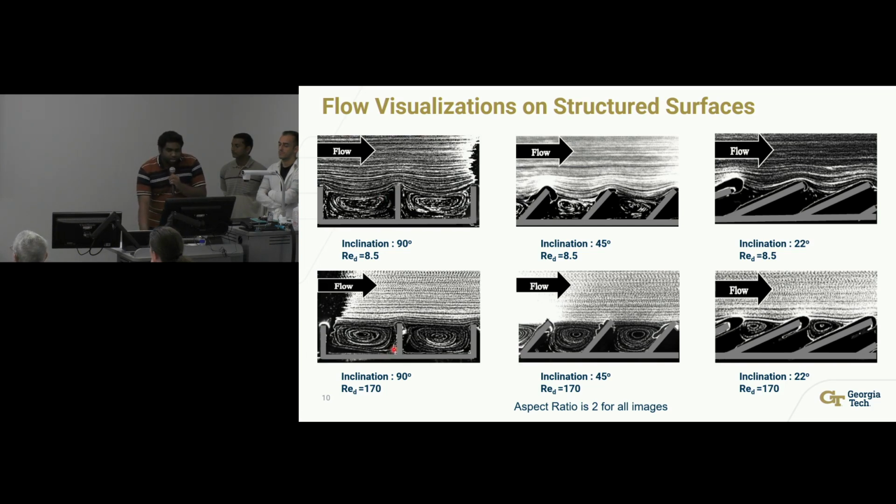Whereas when you come to higher Reynolds numbers, so this is 170, this is ideally not seen in nature for a butterfly. But if you look at the way the vortices are formed, they're more turbulent, and they tend to even interfere with the basic outer flow, or the general flow that's going on. So that's when you see drag again, an increase in drag. And the aspect ratio is 2 for all the images.